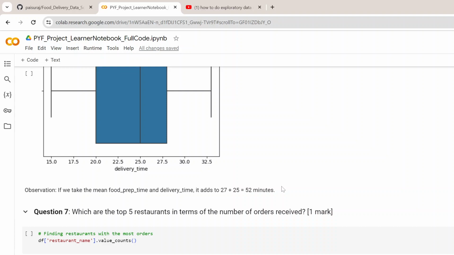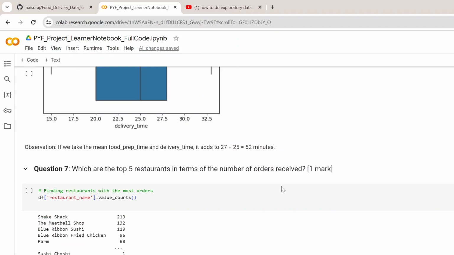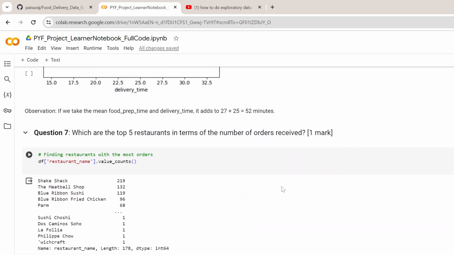From a data scientist or machine learning point of view, we could tell our stakeholders that, hey, maybe this is too long. Are there any ways we can reduce the total time? All right, so let's keep going.